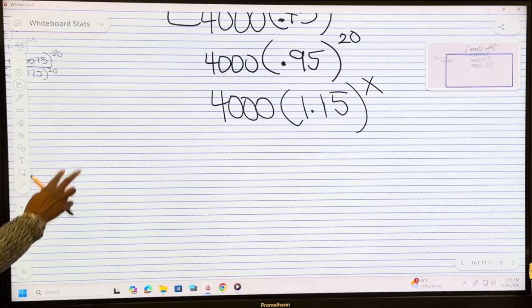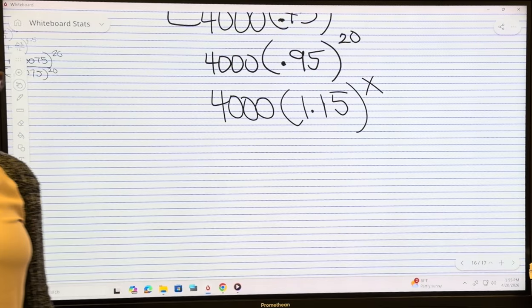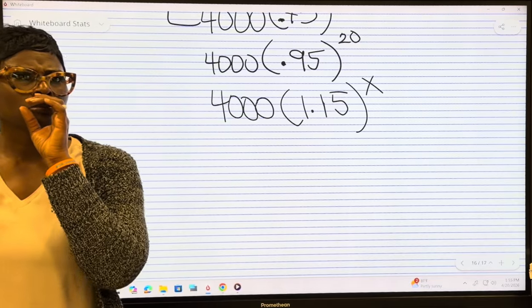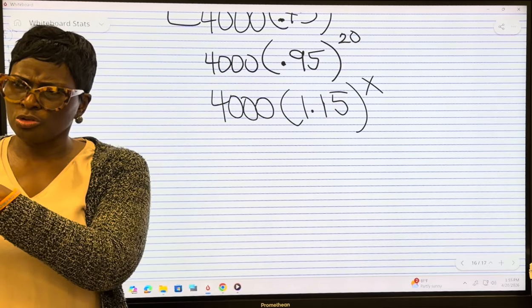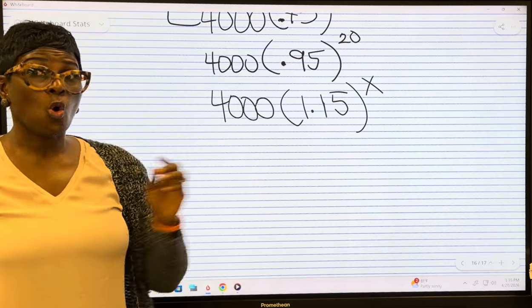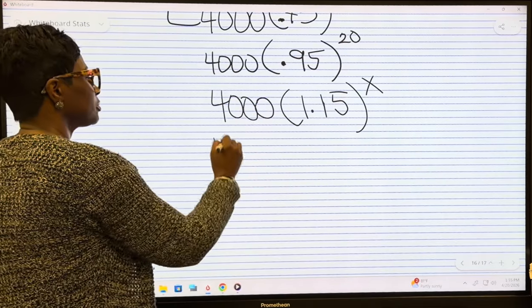You obviously know which one it is. What is it? Growth. Why? Because first of all, it's greater than 1. And there's no minus sign. True. It's going to be one or the other, though. It won't be both. So it's either going to be this or it's going to be this.